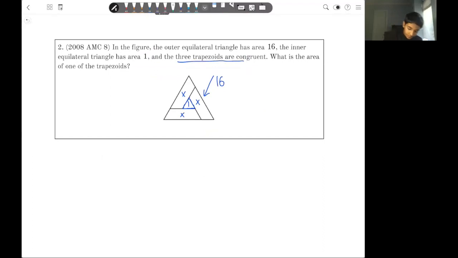And that means that we have 3x, the 3 trapezoids' area, plus the area of the inside triangle is equal to the area of the outside triangle, which means that 3x is 60 minus 1, or 59. That means that x is 5. So the area of the trapezoid is just 5. Let's move on to number 3.